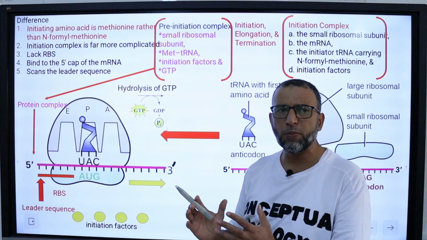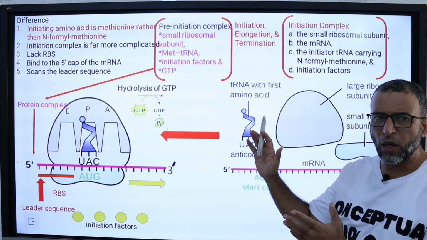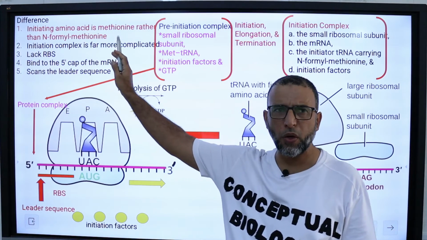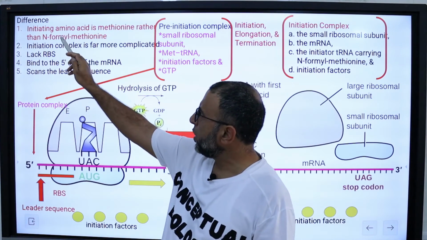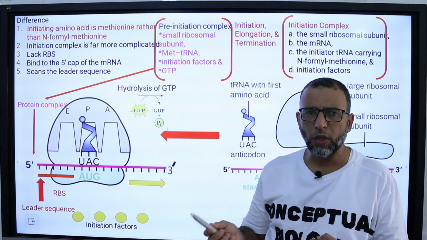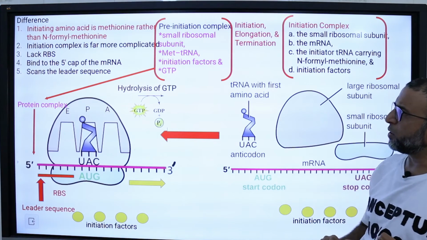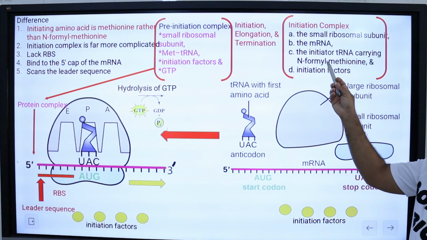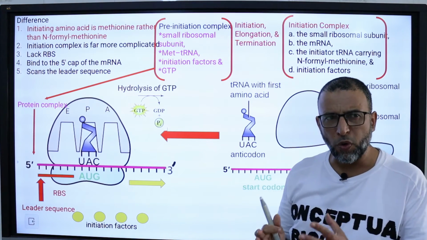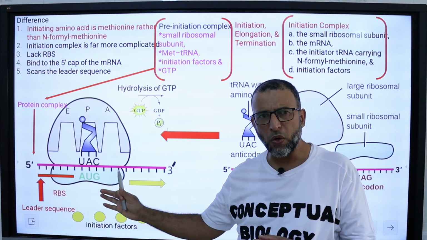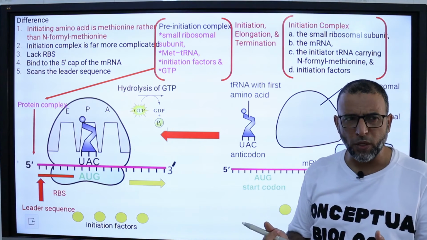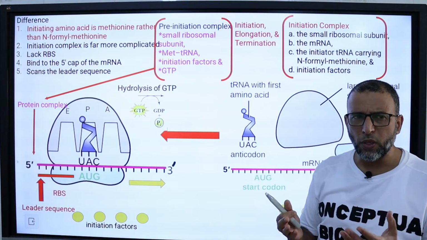Now, what is the difference between bacterial initiation and eukaryotic initiation? The first difference is that the initiating amino acid is methionine in eukaryotes, but in prokaryotes the initiating amino acid is N-formyl methionine. Secondly, the initiation complex is more complicated in eukaryotes than in prokaryotes, because it contains 9 or more protein factors, many consisting of several units.